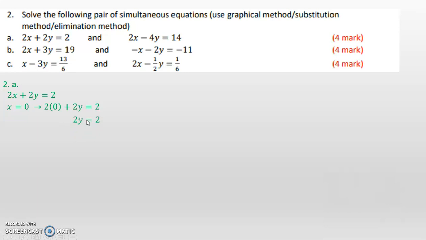And then 2y equal 2, and then y equal 1. Next, we input y as 0. 0 is the easiest number to input. So we input y as 0 also, and then we get 2x equal 2, x equal 1. So we get 2 points here.